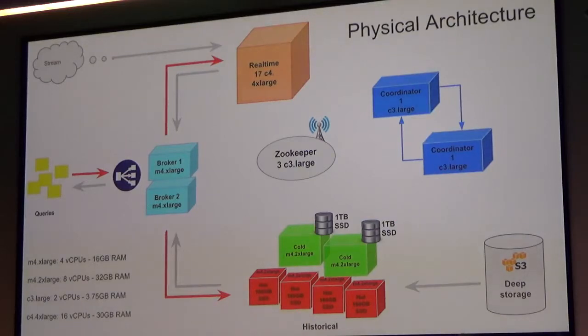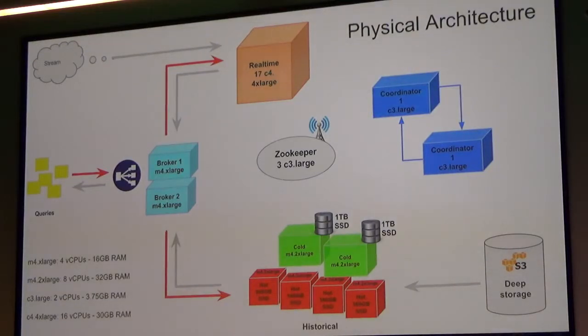For our coordinators, we are using two C3 large. They don't do that much. They only need about one core to operate. So I think we could merge them with, for example, our broker nodes. We don't really need physical machines for our coordinators. That's something we might do in the future. We have two nodes for availability, so there is only one node working right now. But if it goes down, there is a failover mechanism and the other one will take over and do the work.